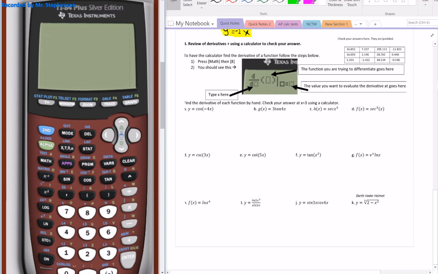We're going to press math and then 8. Okay, so math. And then if you can scroll down to 8, but if you look at what 8 is, it says nDeriv, right? So you can either press the button 8 or scroll down. It's easier if you press 8.